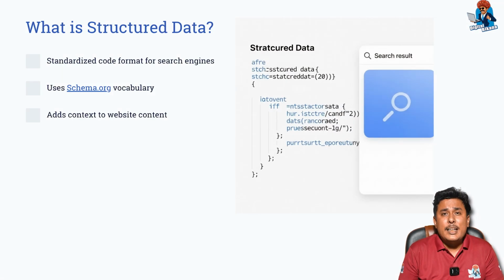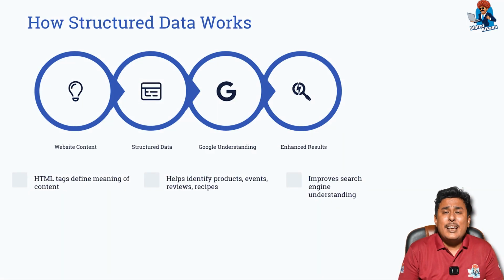Structured data is a standardized format that helps search engines understand your website content better. It uses a coding language like Schema.org to provide extra content about your pages. Structured data adds extra text to your HTML that describes what the content means, not just what it says. For example, instead of just showing numbers, you can tell search engines those numbers are product prices or review ratings.